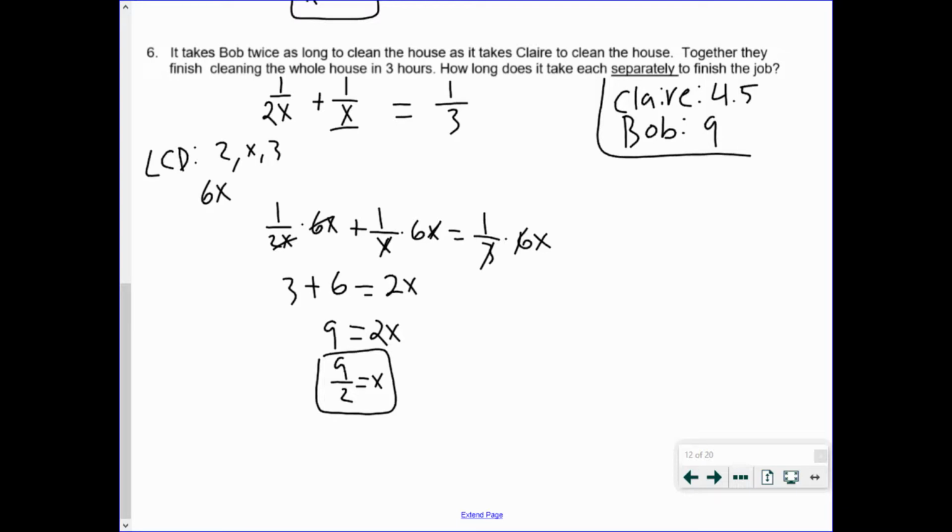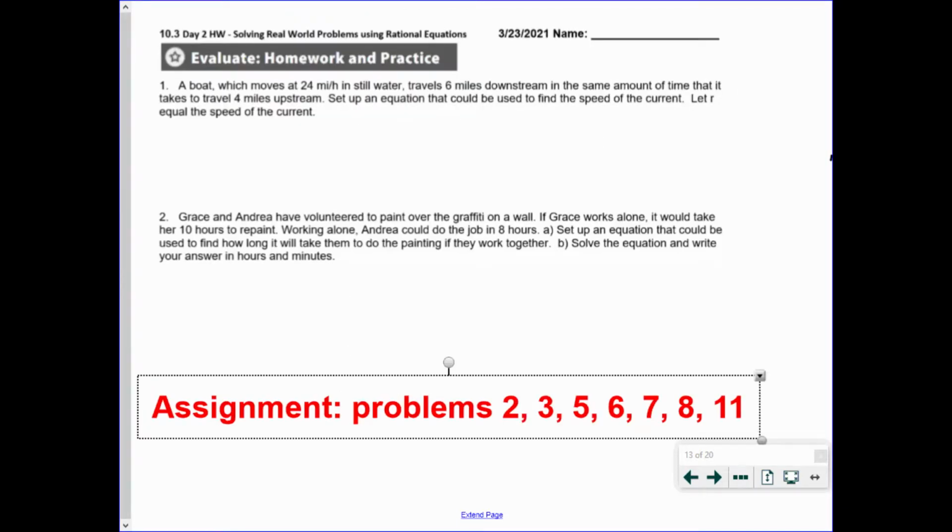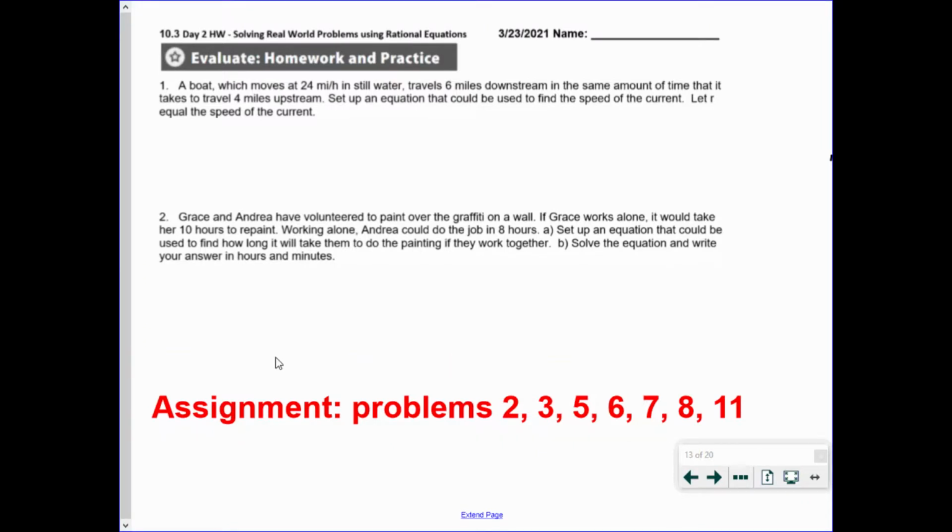So let's go on to number 1 on the homework. Okay, and now for number 1 on the homework. On number 1, we're told a boat which moves at 24 miles an hour in still water travels 6 miles downstream in the same amount of time that it takes to travel 4 miles upstream. All right, and what we're going to do here is set up an equation that can be used to find the speed of the current.